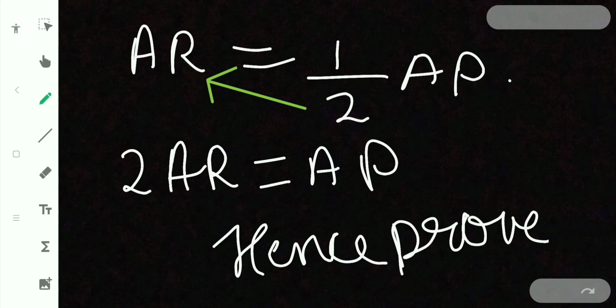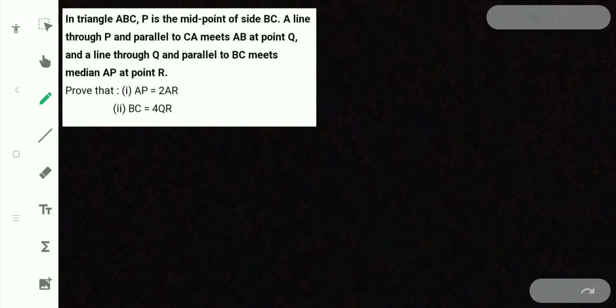So we also have the second bit to prove, I guess. BC is equal to 4QR. Now let us think how to solve it.